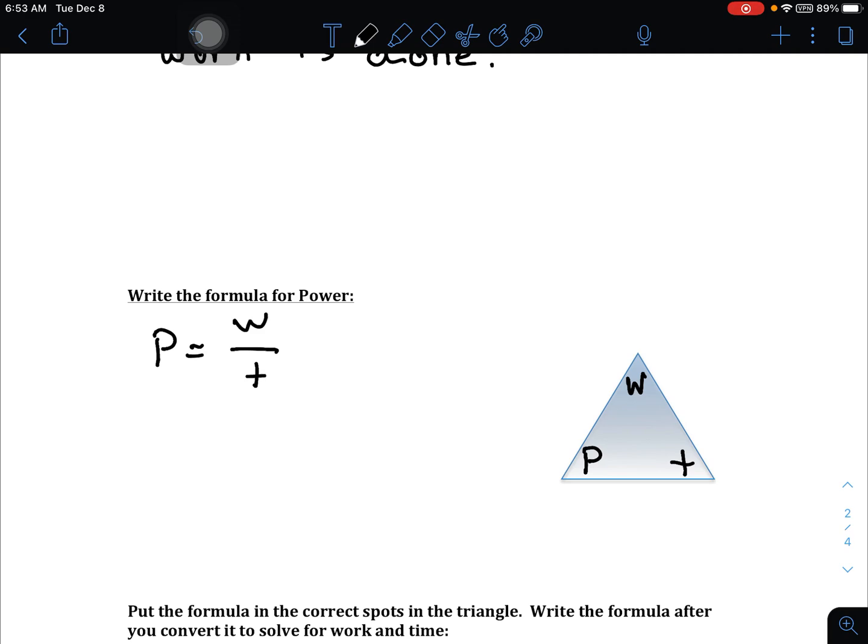So what if we want to solve for the other variables in the equation? If I want to solve for work, I cover the W up, and I look at the bottom, and P and T are on the same level of the triangle, so work is equal to power times time. Or if I want to solve for time, I look on the other side of the triangle, and work is over power.